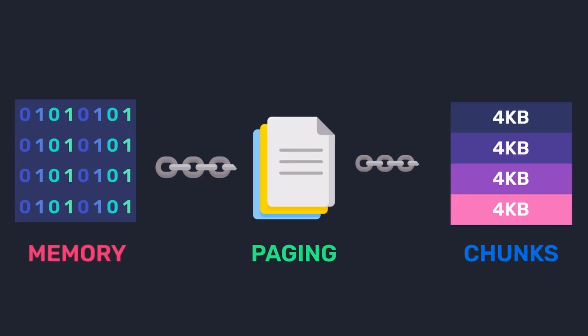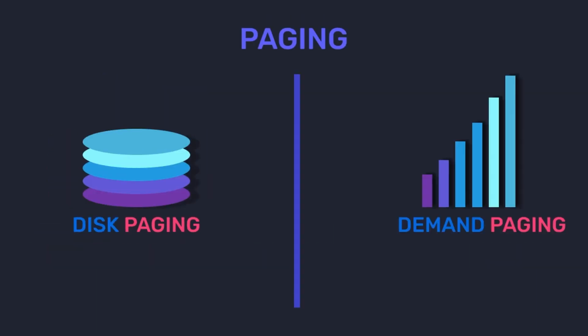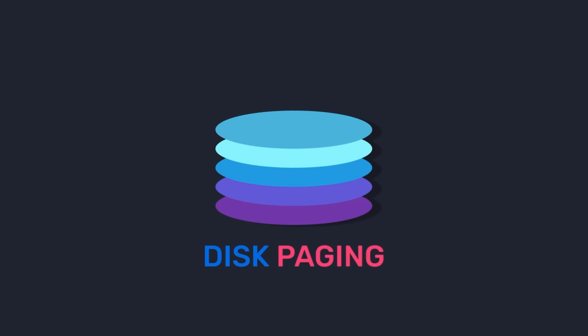Paging involves dividing both virtual memory and physical memory into 4-kilobyte chunks. These chunks are known as pages in the case of virtual memory, or page frames in the case of physical memory. The 4-kilobyte chunk size is chosen based upon mathematical and optimization factors that are beyond the scope of this video. Windows supports two types of paging: disk paging with clustering and demand paging. Let's begin by discussing disk paging.